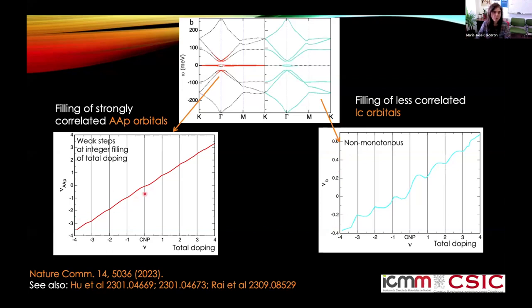We see that for the AAP orbitals, the increase of the filling as we change the doping is monotonous, and there's a very slight step at integer fillings. And in the less correlated orbitals, we have a non-monotonous increase of the filling. So the moment that we go from one integer filling to the next, we first have a fast filling of these less correlated orbitals, and then the filling gets constant with doping, and this means that the filling is happening basically in the AAP, and we will see how this is seen later in the bands.